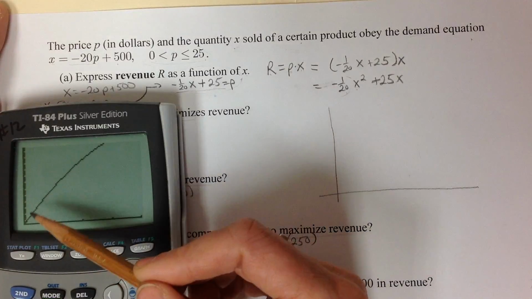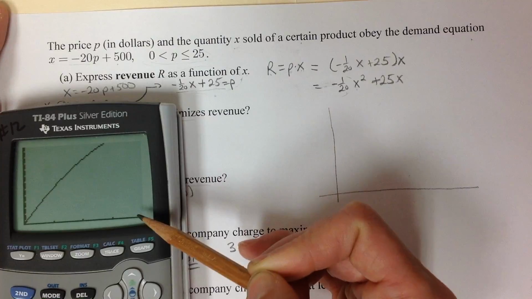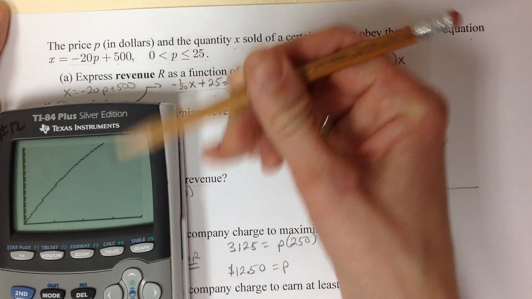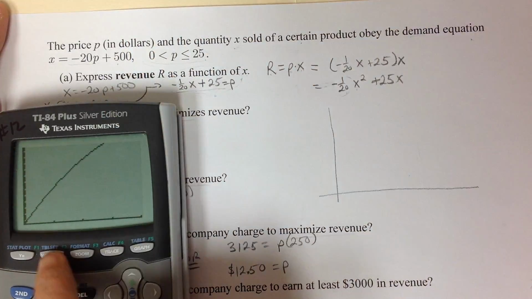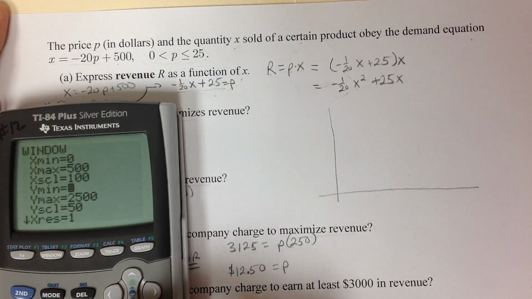Okay, I'm still not seeing the full parabola. And I'm also still not seeing it come down this way. So that tells me again, I still need to go up higher and move more to the right. So my window, I was at 200, I'm going to go to 500. And put a tick mark every 100 spot. I was at 2,500, I'm going to go up to 5,000.